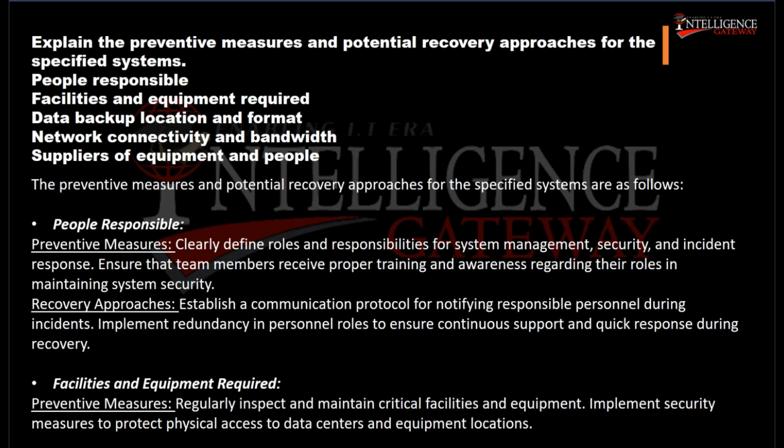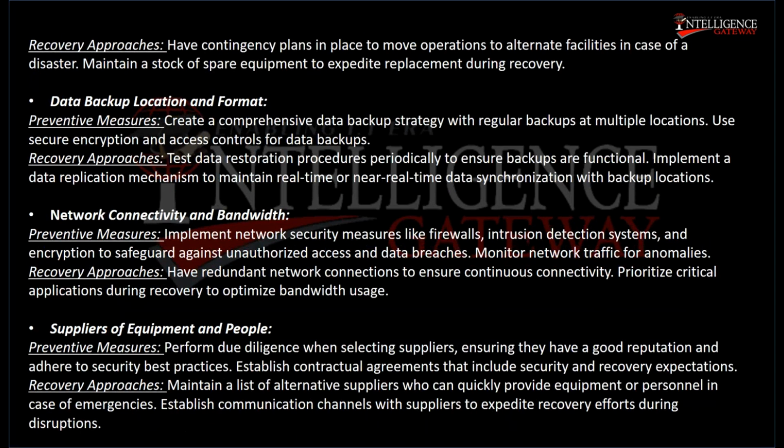Facilities and equipment required. Preventive measures: regularly inspect and maintain critical facilities and equipment. Implement security measures to protect physical access to data centers and equipment locations. Recovery approaches: have contingency plans in place to move operations to alternate facilities in case of a disaster. Maintain a stock of spare equipment to expedite replacement during recovery.